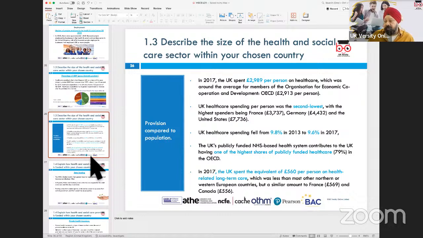Now, further provisions in terms of sizing could be looked at in terms of how much the UK government spends per person on healthcare. That figure as of 2017 was 2989. UK healthcare spending per person is the second lowest in the developed countries when we look at France, Germany, and the United States. Obviously, in the US, this part of it is actually funded through insurance, which was the Obama Act or Obamacare Act, which was created by President Obama, I think in his second term.